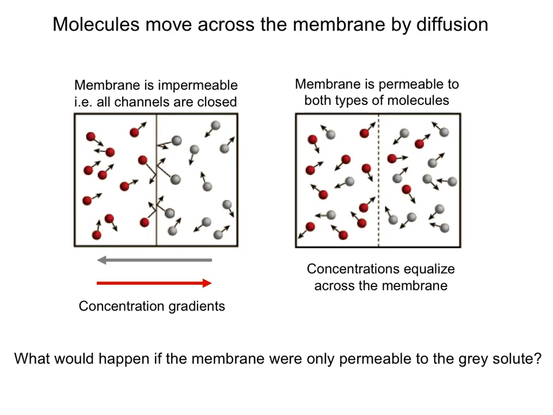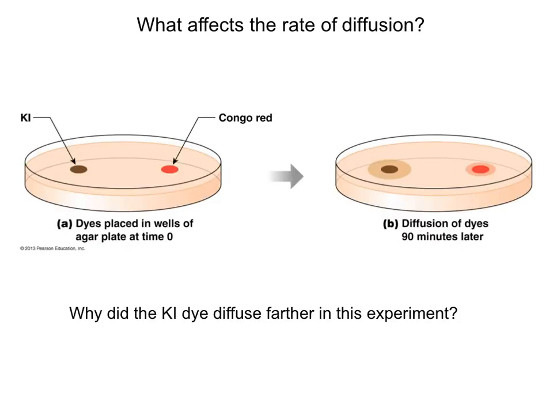So I have a question here. What would happen if the membrane were only permeable to the gray solute, so the gray molecule? Well, we would see that the gray one would go from the right side to the left side, so it would equalize across that membrane, and then the red one would just stay on the left side because it cannot get across the membrane. So what affects the rate of diffusion?